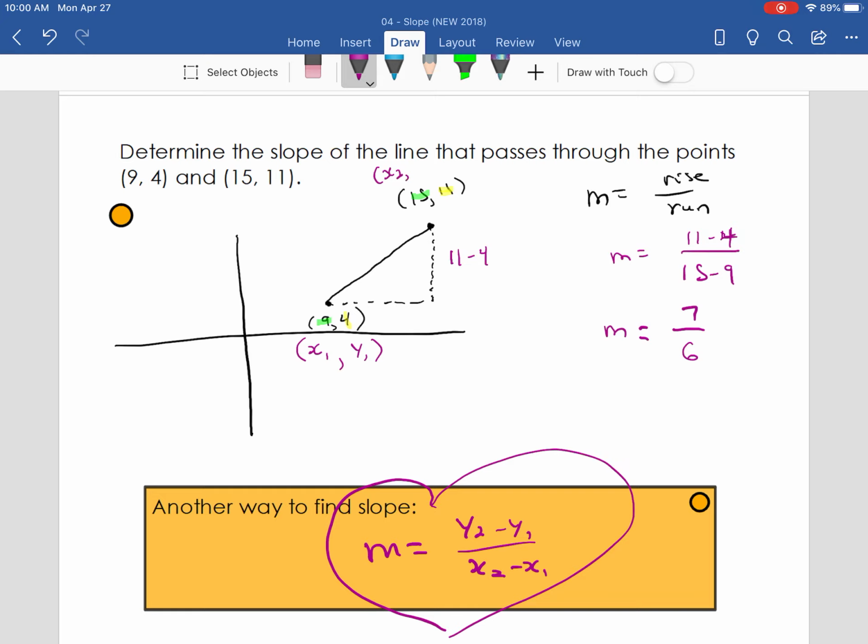What we mean by that is, I said, okay, this first point had an x value. I'm going to call that x1. And it had a y value. I'm going to call that y1. And the second point had an x value we called x2.